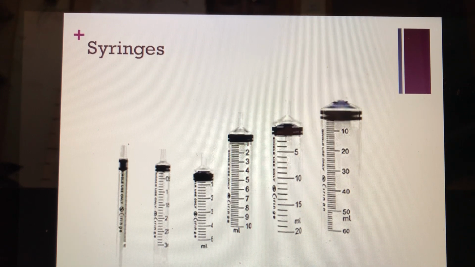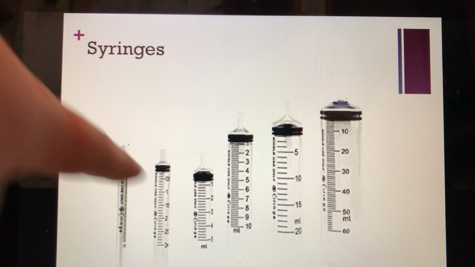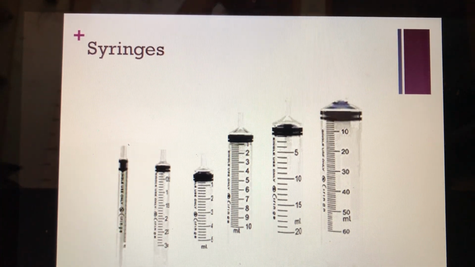So syringes come in lots of different sizes. 1 ml is like the smaller of these sizes. You can get 0.5 ml syringes as well for insulin injections, or even 1/3 ml for insulin injections. Your typical syringe you'll probably use the most often in clinic is your 3 ml syringe. 3 ml syringes are typically what we'll use to draw up vaccines, and vaccines are probably one of the most given injections in the clinic.